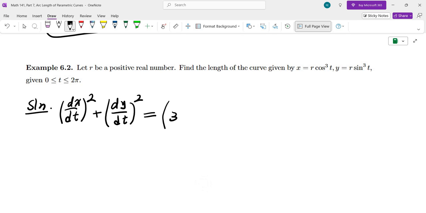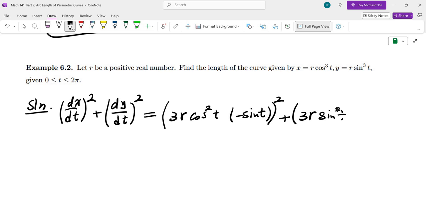Derivative of x is 3r cosine squared, but we need to use the chain rule. Derivative of cosine is negative sine, all of that squared, plus 3r sine squared. Again, using the chain rule, we get cosine of t, and then we have to square that.